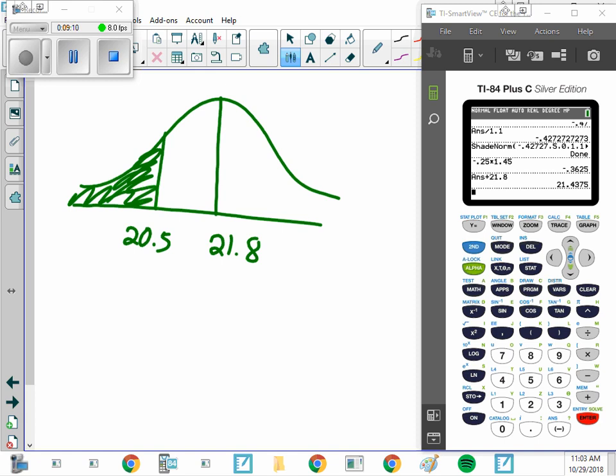To calculate a z-score, I do 20.5 minus 21.8. What does negative 1.3 tell me? This person is 1.3 inches shorter in leg measurement than average. Okay. Now I need to turn that into a z-score.